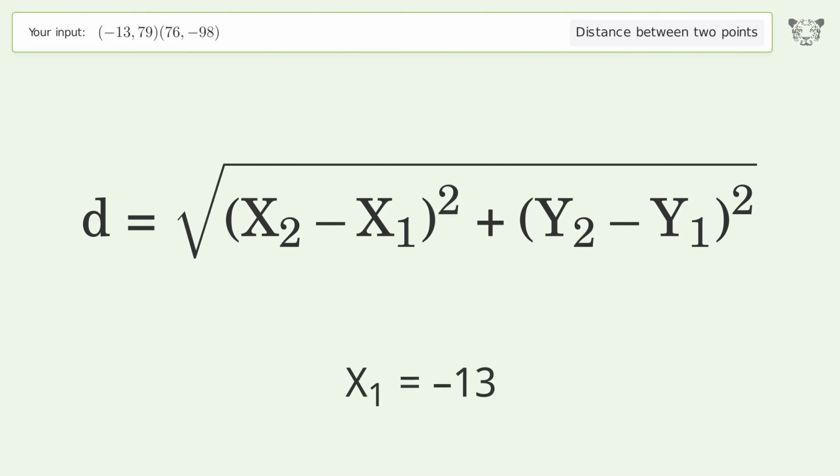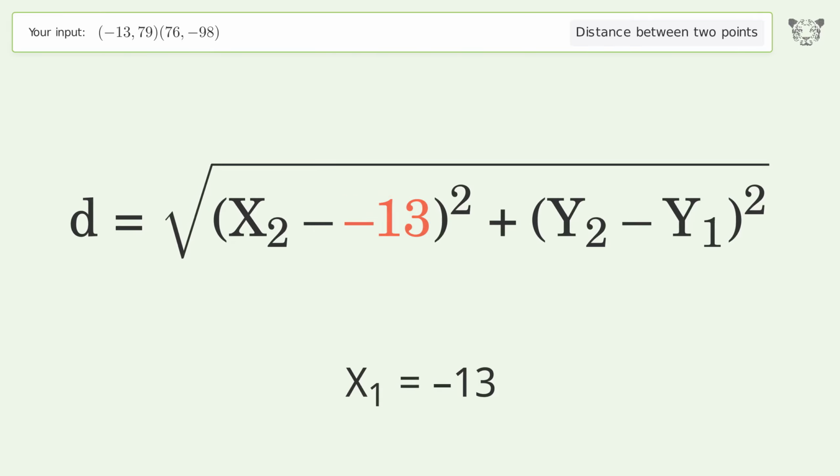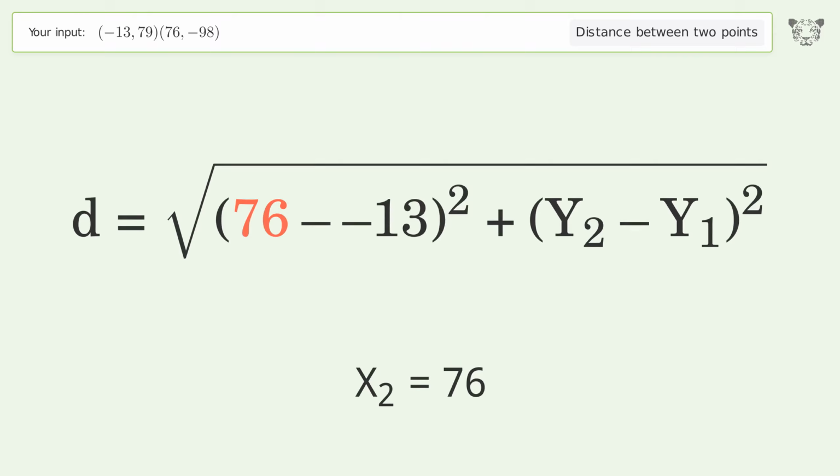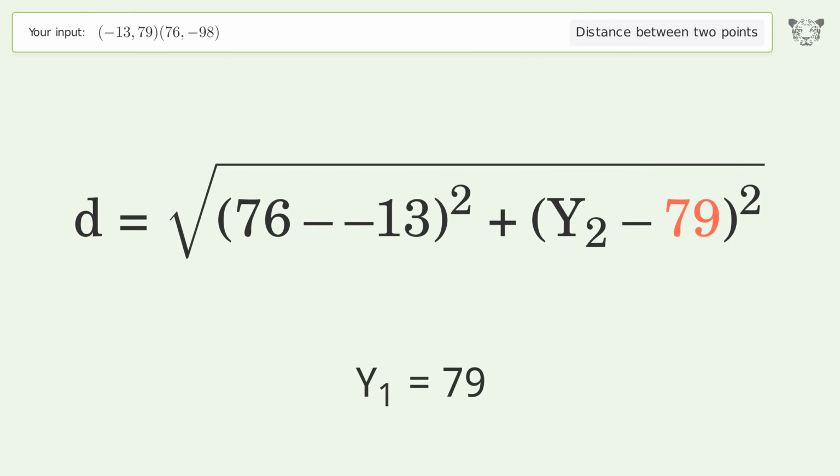x1 equals -13. x2 equals 76. y1 equals 79. y2 equals -98.